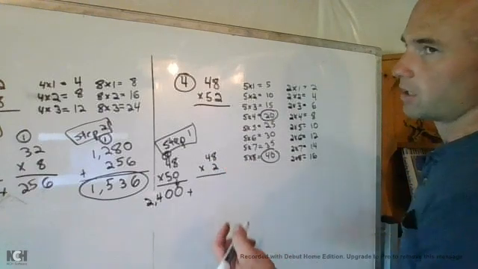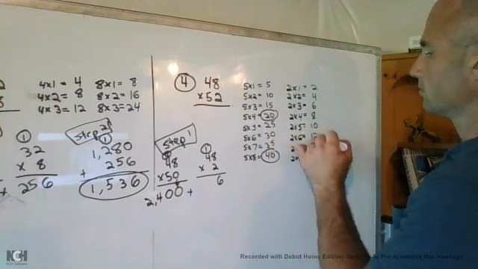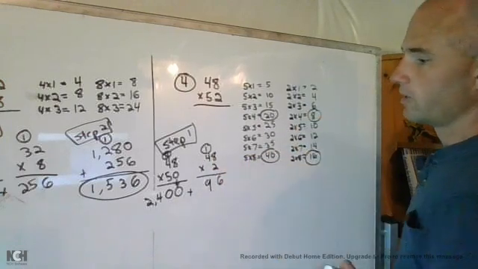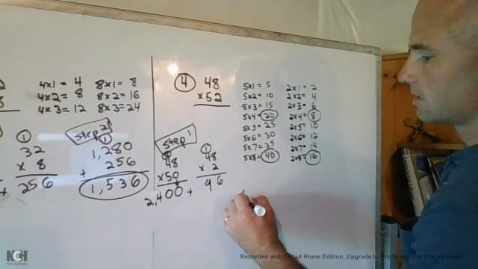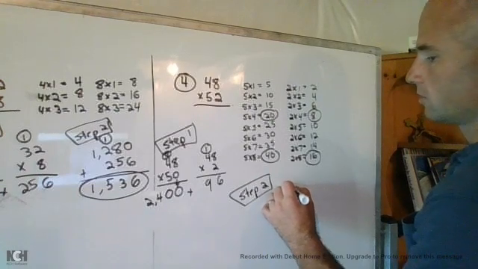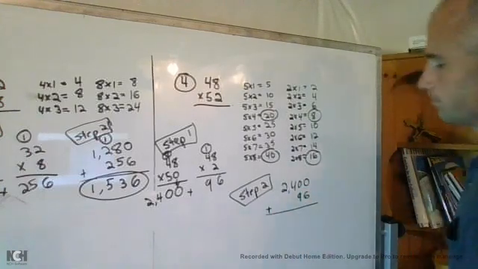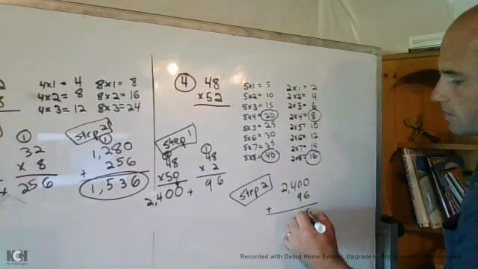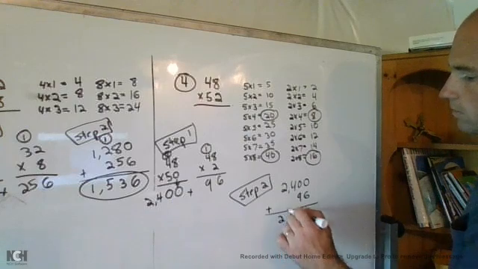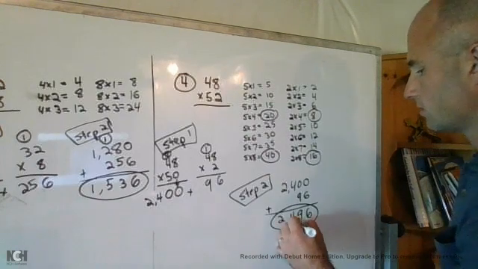48 times 2, just doubling 48. 2 times 8 equals 16, carry the 1. 2 times 4 equals 8, plus 1 equals 9, giving me 96. So now I have to take step 2 and do 2,400 plus 96. 6 in the ones place, 9 in the tens place, 4 in the hundreds place, and 2 in the thousands, which gives me 2,496 as my complete answer.